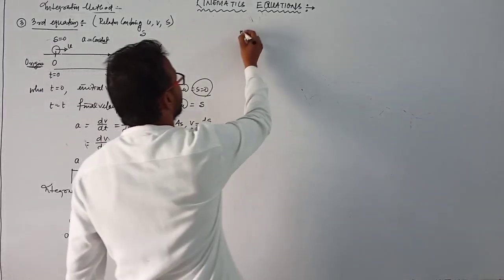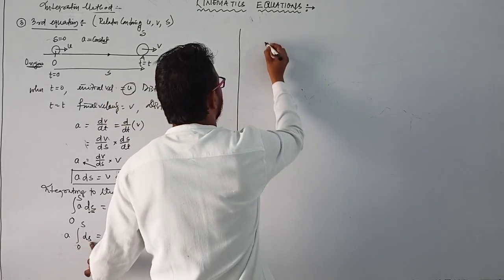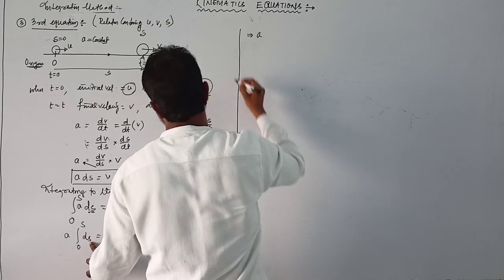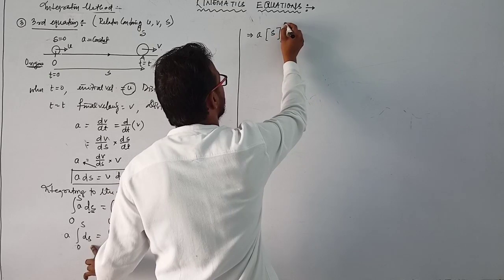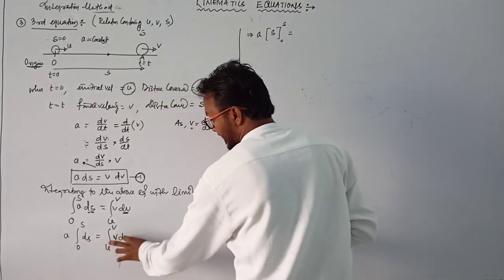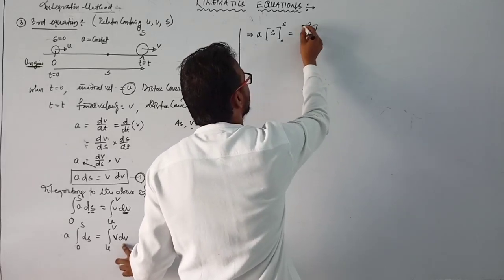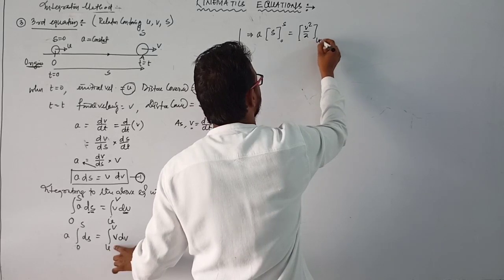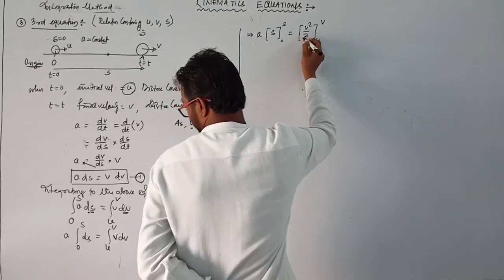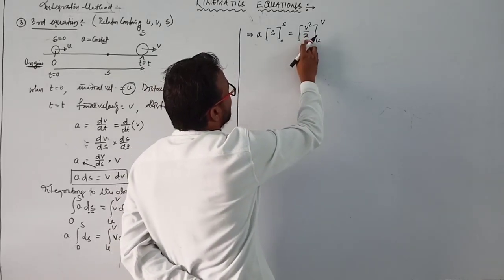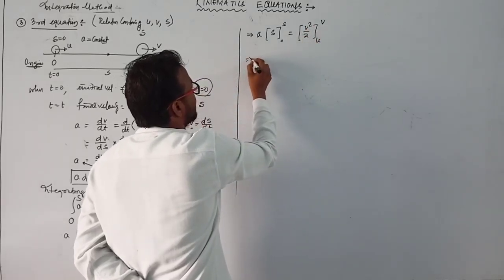Now we have to use the formula here. What is the integration of ds? The integration of ds is equal to s, but here a is a constant quantity, so a into s with lower limit 0 and upper limit s equals the integration of v dv. The integration of v dv is equal to v square by 2. We already know how to calculate integration by using the formula, with lower limit u and upper limit v here. Clear?